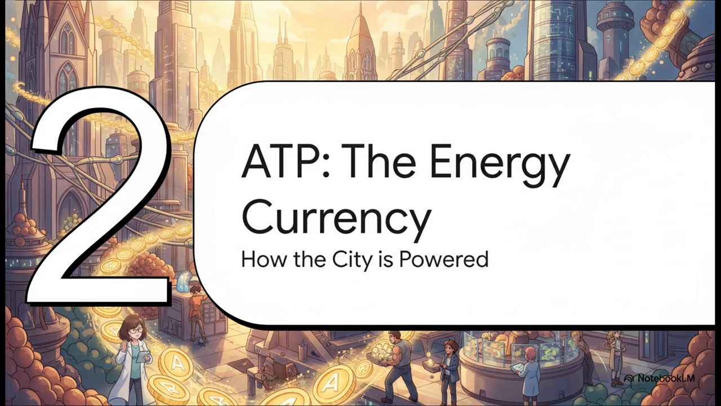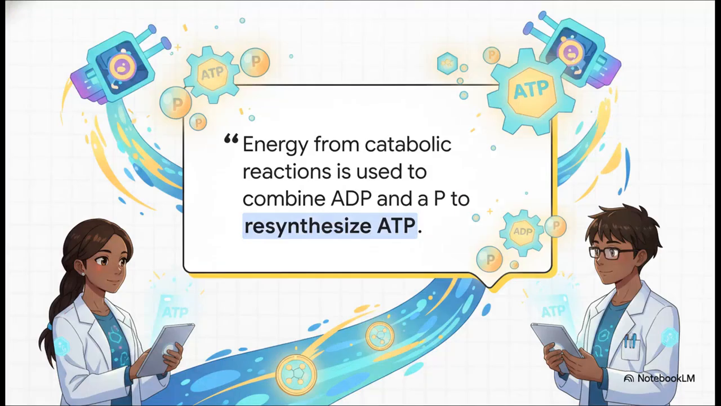Okay, so if catabolism and anabolism are the different industries in our cell city, how do they actually do business with each other? It's not like they can just throw raw energy back and forth. No. Like any good economy, they need a currency. And that currency is a molecule called adenosine triphosphate, or just ATP for short. You should really think of ATP as the universal cash of the cellular world.